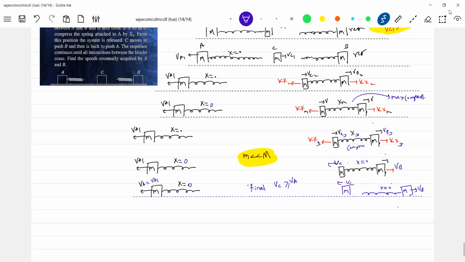So VC3, I think we have VC3 only. Let me keep it. VC3 will be very much greater than VB3. Let me have this one. So this will be VB3, which will be very much greater than VA1. VC3 will be very much greater than VB3. Again, it'll go and collide. Like this, the sequence will occur, and finally, what we get is C will be at rest. Somewhere, we don't know.